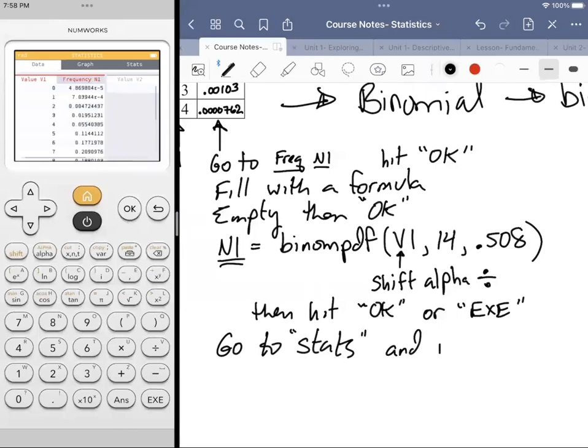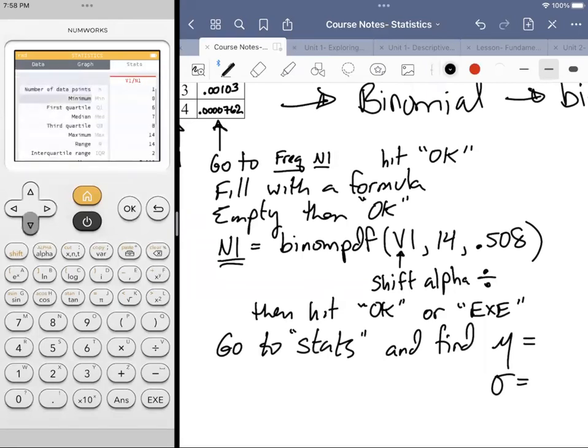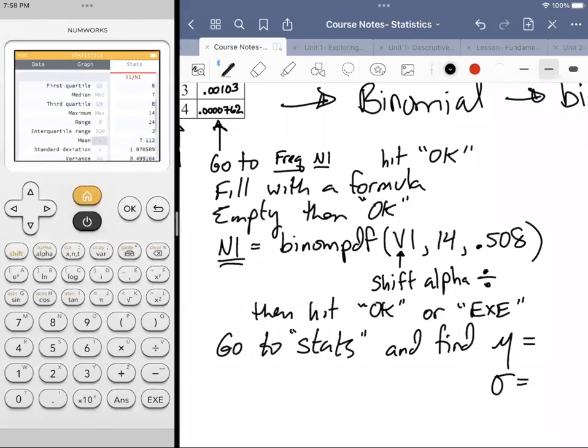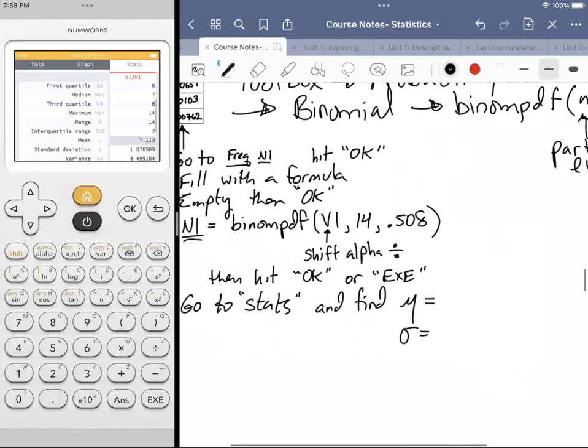And find the mu value and the sigma value. All right, so you have all this information in here. You go to stats, and right on down the line, you'll see the mu. That's the population mean, 7.112. And 1.871 is the population standard deviation.